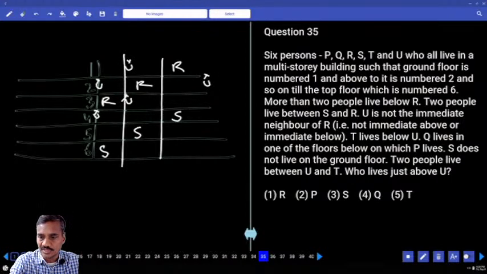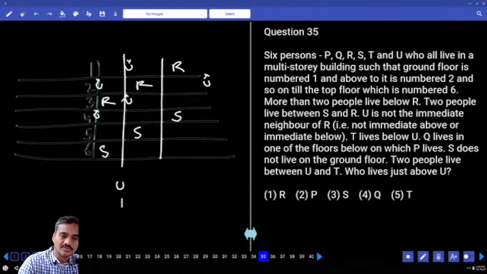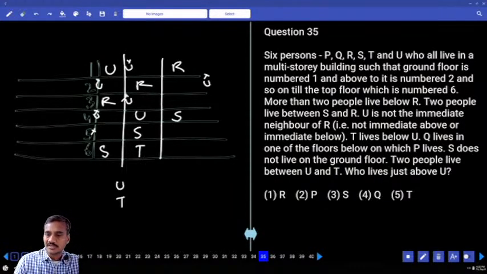Then what is the next one we have? T lives below U. As T lives below U, hence U cannot be here as well, U must be here. T lives below U, U is here and T will be here.